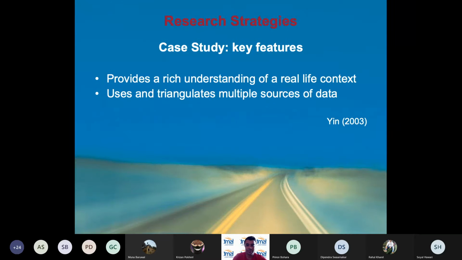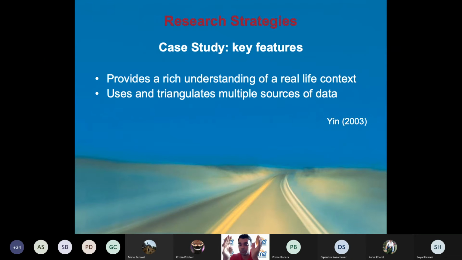So case study provides a rich understanding of a real life context. While using the case study in your research, it basically focuses on one context, one phenomenon under study. It is not affected by other environments, and you are solely going to study that phenomenon or context in that particular environment only. You are not going to use a sampling method or something like that in the case study.